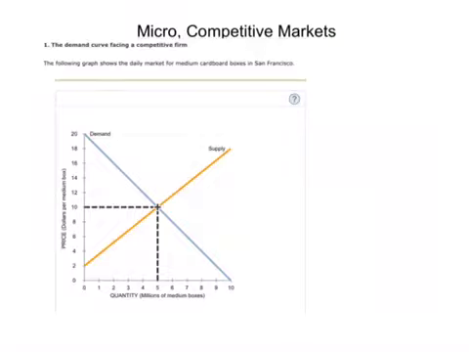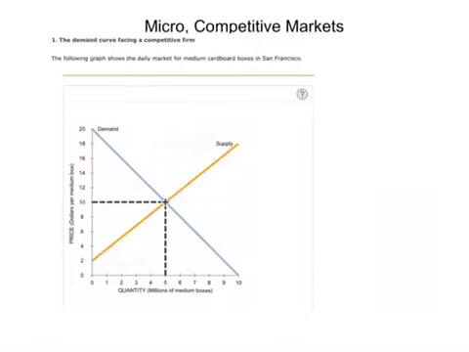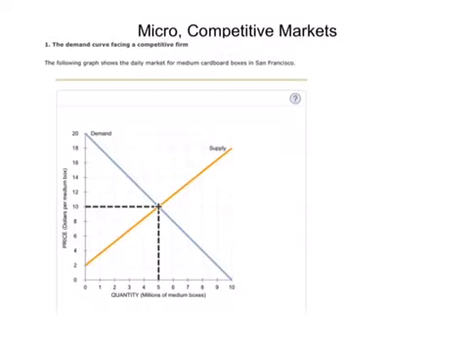So right now we're looking at the graph for a competitive firm, a firm in competitive markets that's making cardboard boxes. So the demand curve, this is market demand and market supply. So it doesn't matter how many boxes this firm produces, they're going to face an equilibrium price of $10.